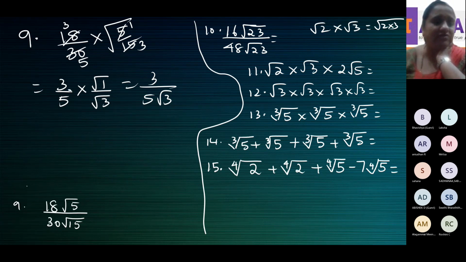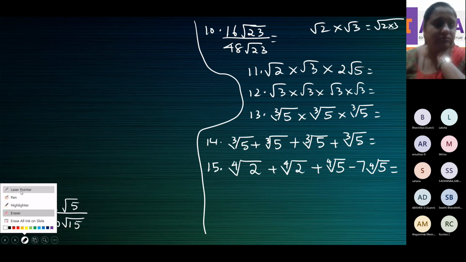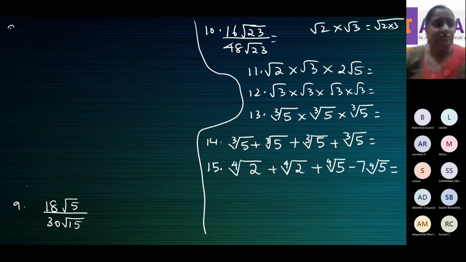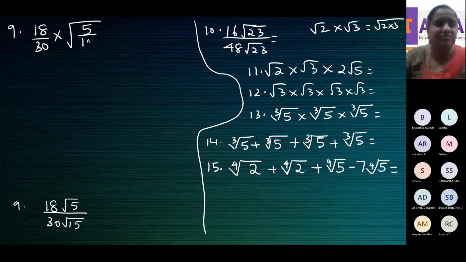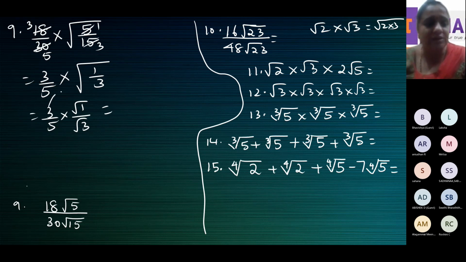This is 1 minute. I'll just do this again for you. Watch carefully, I'll do it in 2 ways. The 9th one is 18 by 30 into square root of 5 by 15. This is the first step: 6 3s are 18, 6 5s are 30. So you get 3 by 5, and here you get square root of 1 by 3. So this is 3 by 5 into square root of 1 by square root of 3, which is, square root of 1 is 1 itself. So 3 into 1 is 3. So 3 by 5 root 3.